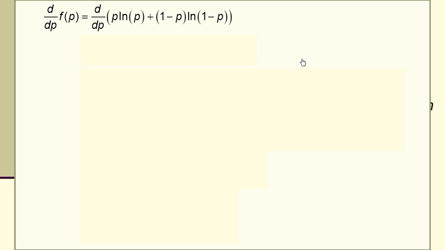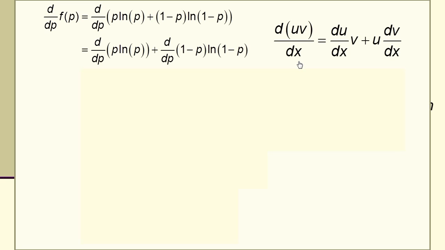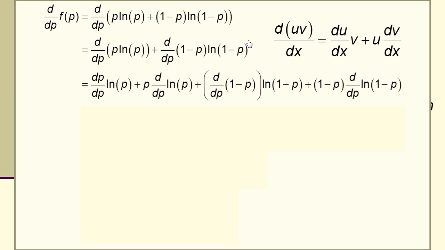So the derivative is the derivative of the entire sum, but we can split that into the sum of two derivatives. Now we have two products, and you might want to remember now the product rule. (uv)' = u'v + uv'. So when we apply that, the product rule will give us the derivative of p with respect to p times log p, plus p times the derivative of log p from the first product. The second product: the derivative of (1 - p) times ln(1 - p) plus the quantity (1 - p) times the derivative of the natural log of (1 - p).